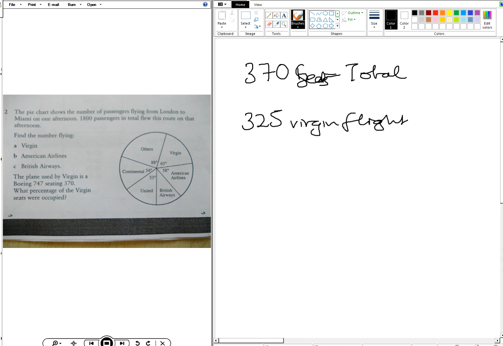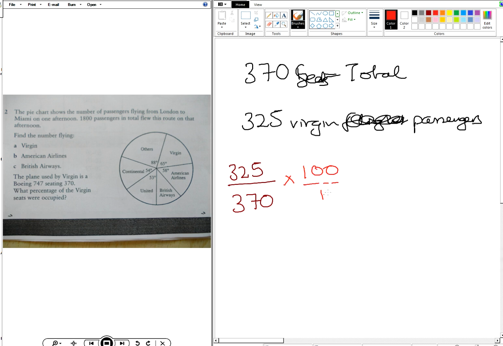Okay, right. Let's change this flight into passengers. Right, so we work out the percentage of Virgin seats that were occupied. So what do we say for this question now? We say 325 out of what? 370. So that was the fraction of the plane occupied. We have to change it into a percentage. We have to multiply the fraction by 100 over 1. So that's the calculation that we need to do.